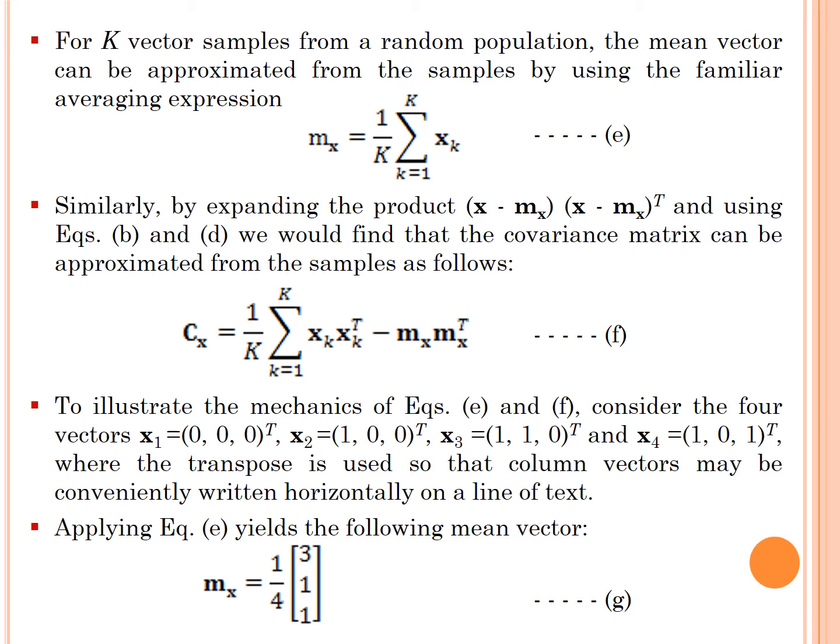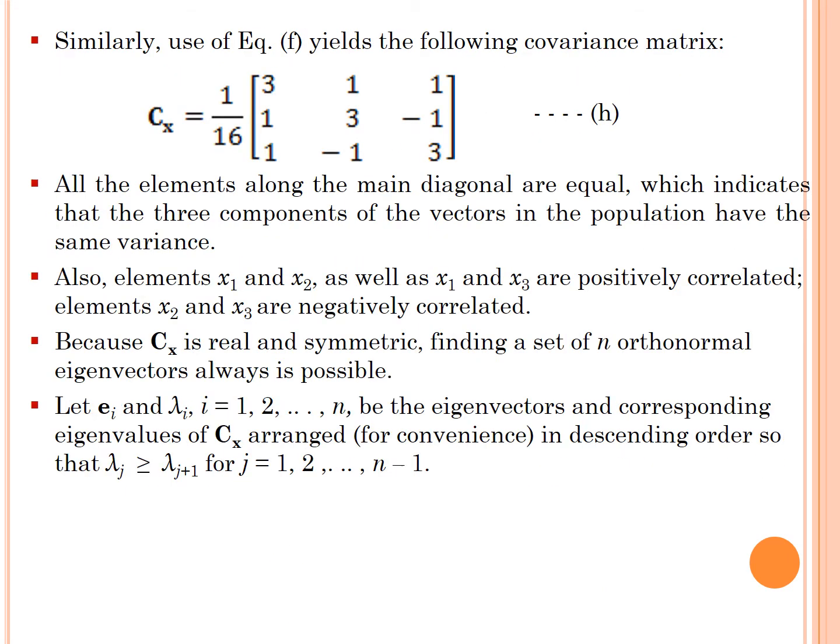Applying equation E yields the following mean vector, that is m_x equal to 1/4 times the vector (3, 1, 1). Similarly, use of equation F yields the following covariance matrix, that is C_x equal to 1/16 times the matrix with rows (3, 1, 1), (1, 3, minus 1), and (1, minus 1, 3).